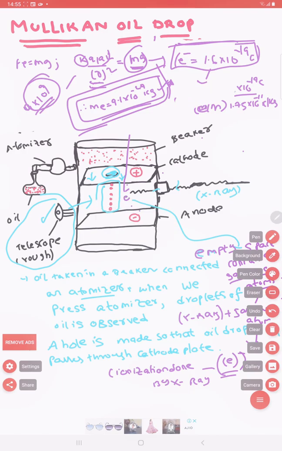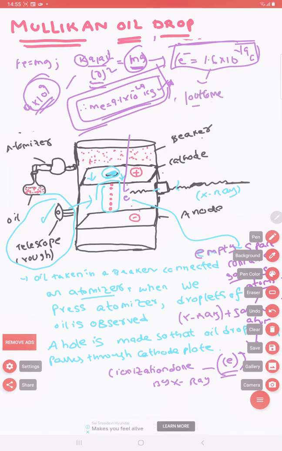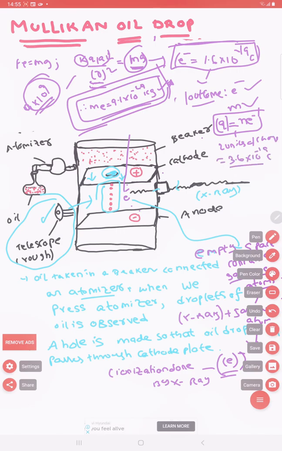And simply, the final outcome is that the electron charge is found out, the mass of the electron is found out, and he expressed the total charge as a number of units, as n into e, meaning 2 units of charge is 3.6 into 10 power minus 19 coulombs. It's an example, that's all.